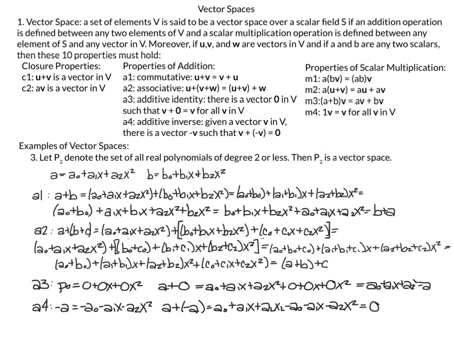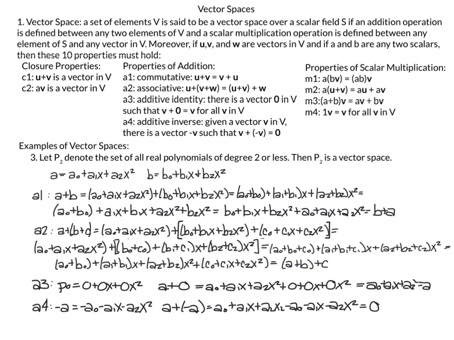For A2, associative, I have a plus b plus c. So I have my polynomial a here and my polynomial b plus c, which I've added together here. And then when I add a in, I get this polynomial just by polynomial addition. And then I can rearrange terms algebraically until I get a plus b added together and then c added at the end.